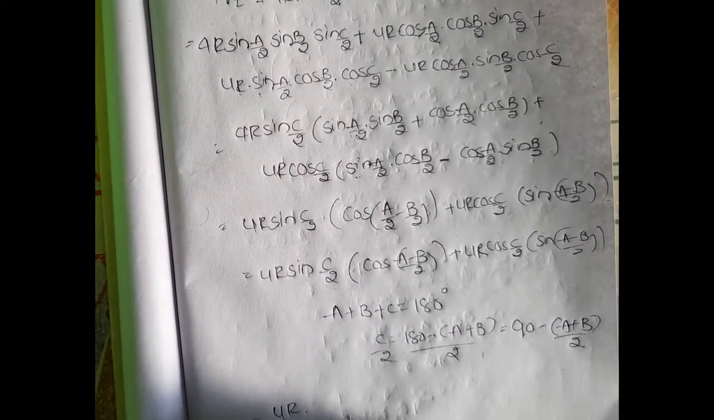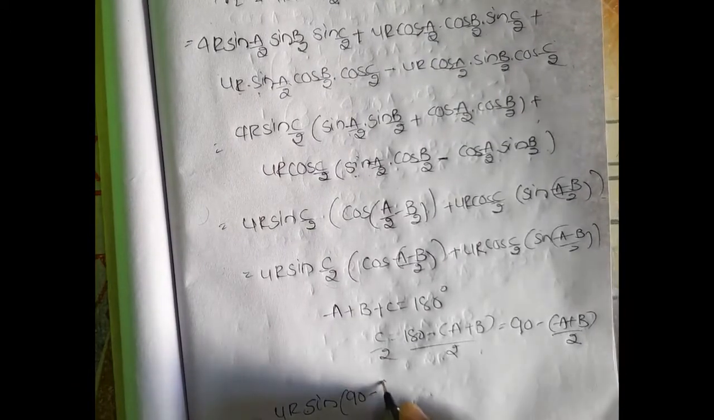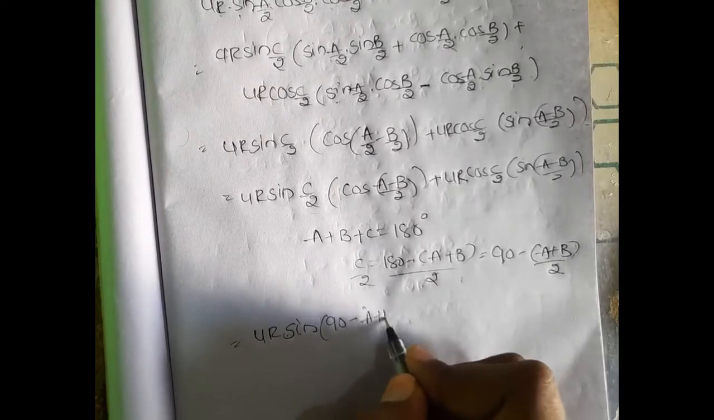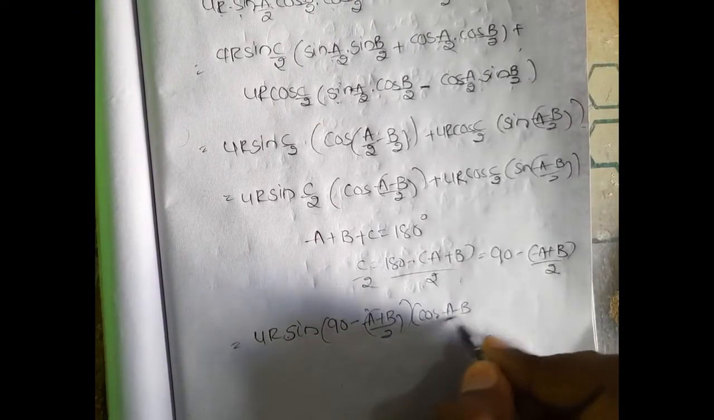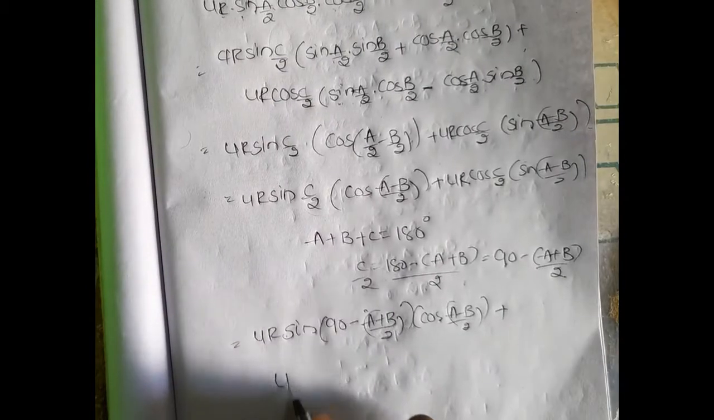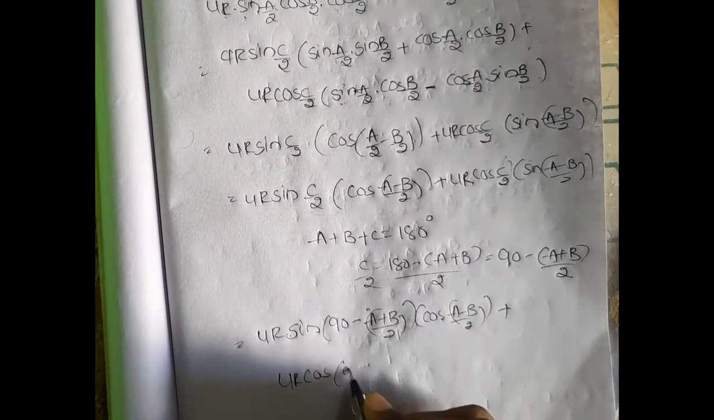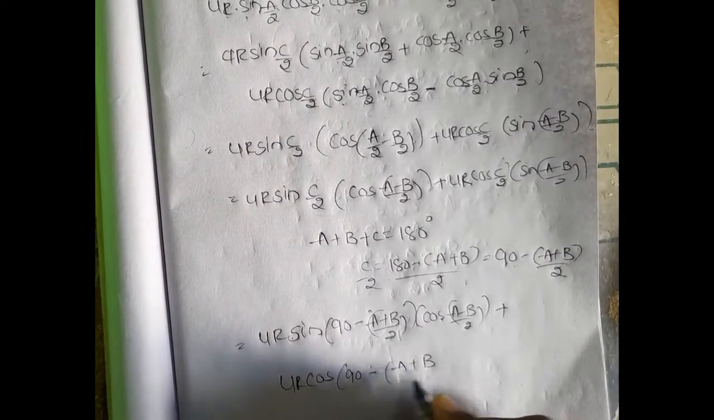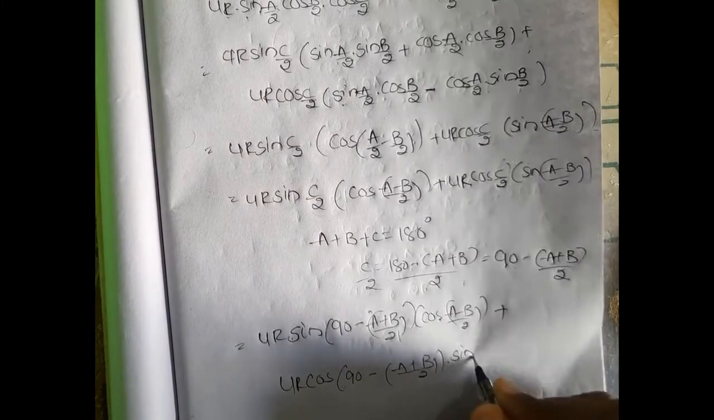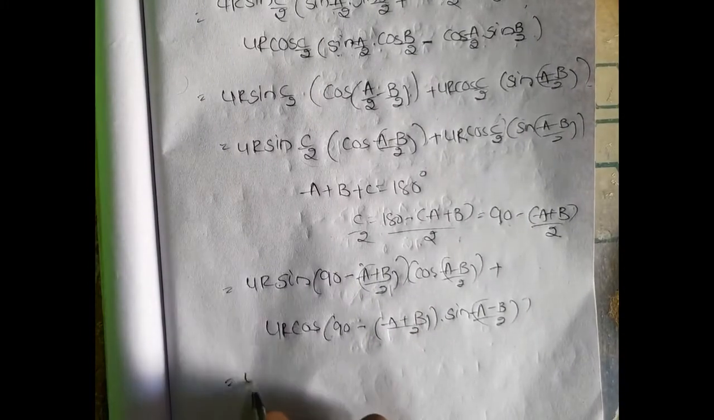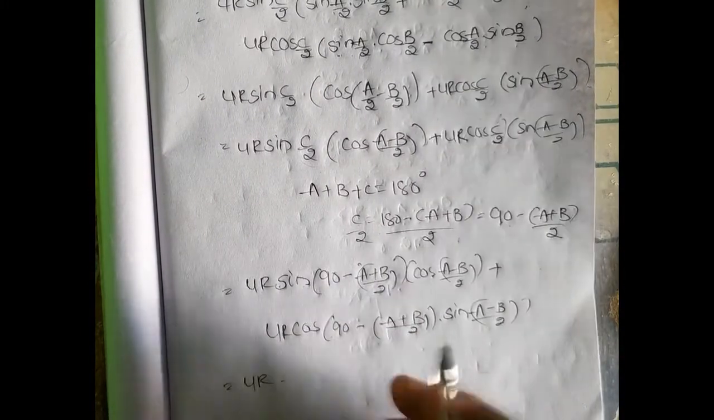Now 4R sin C by 2 means sin of 90 minus A plus B by 2 and cos A minus B by 2 plus 4R, here also replacing C by 2 with 90 minus A plus B by 2, cos 90 minus A plus B by 2 sin A minus B by 2. Now 4R sin 90 minus theta cos theta.